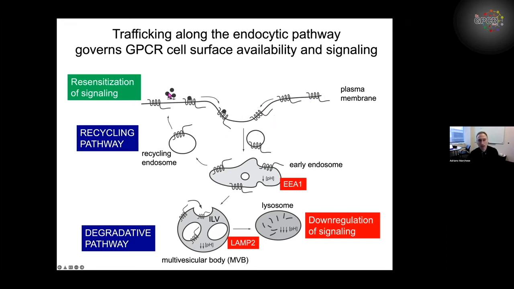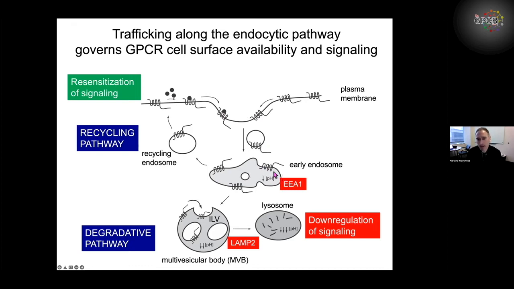Receptors, when they bind to an agonist, undergo clathrin-mediated endocytosis. Of course, there are other mechanisms by which receptors get internalized. They can go inside cells agonist-independently. Then these vesicles in the plasma membrane pinch off and fuse with an early compartment known as an early endosome.